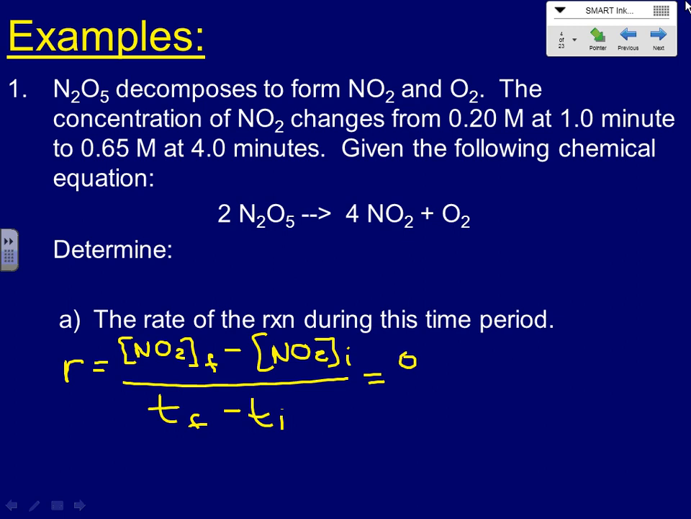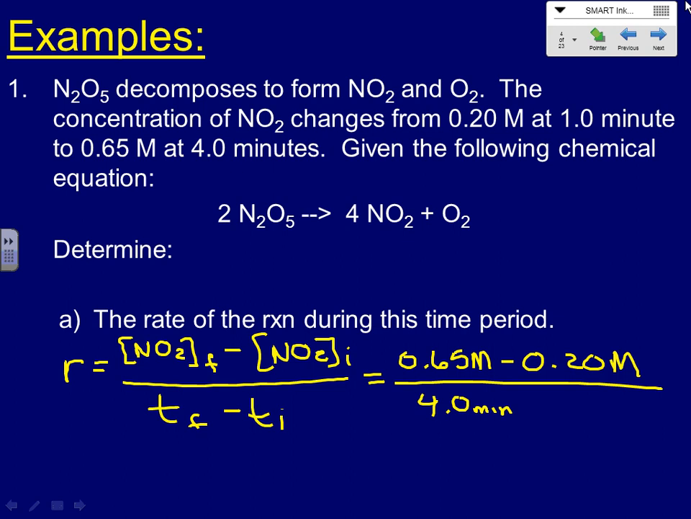The final, 0.65 molar, minus the initial, 0.20 molar, over the final time, 4.0 minutes, minus 1.0 minutes. That's going to get me what? 0.45 molar over, what is that, 3? 3.0 minutes. And I'll take that number when we get it.